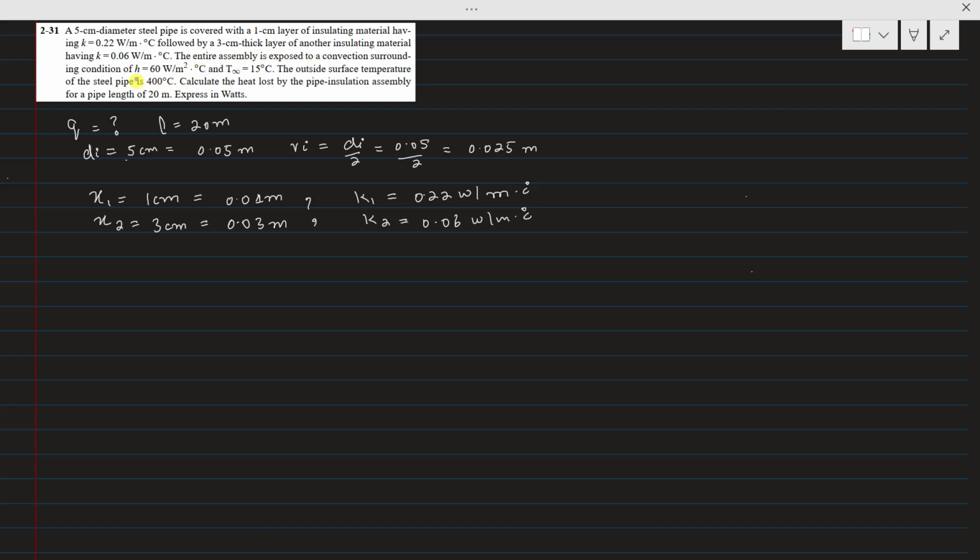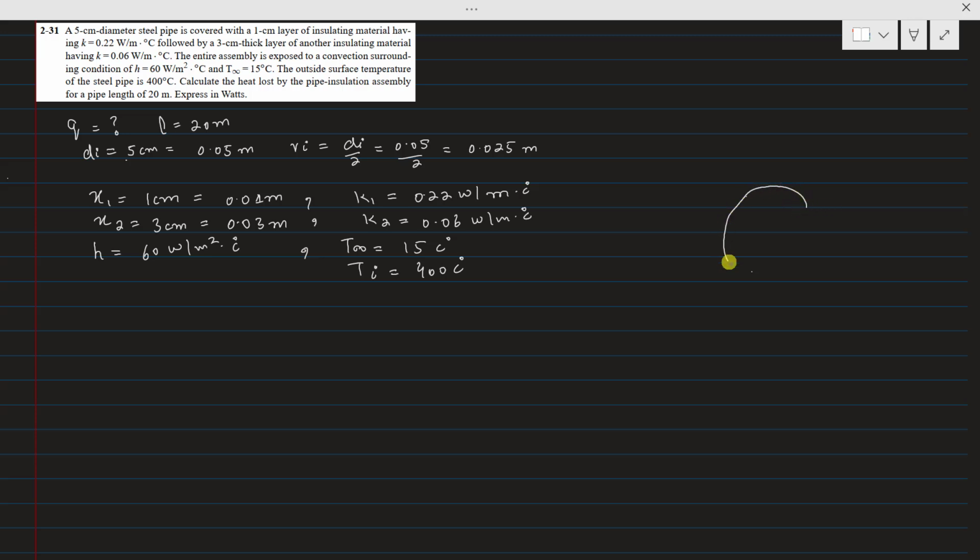The entire assembly is exposed to the environmental conditions, so the outside convection heat transfer coefficient h is 60 watt per meter square centigrade. And the outside temperature T infinity is 15 centigrade, and the outside surface temperature of the pipe is Ti, that is 400 centigrade. We need to find the heat transfer, that is our requirement: the heat loss through this pipe by providing 2 layers of insulation up to the length of 20 meters. So here I draw a simple sketch of this problem statement.